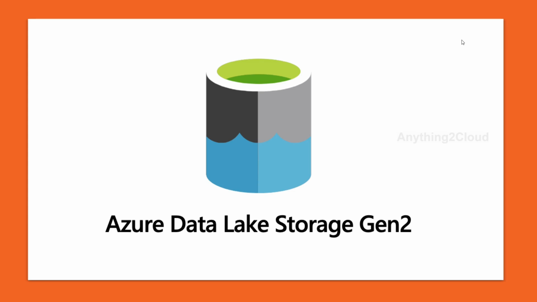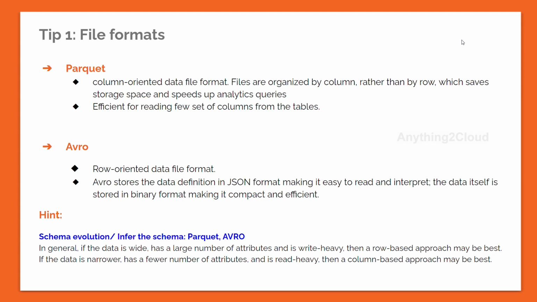Next, we'll see a few tips on Azure Data Lake Storage Gen 2. The first tip is on the file formats. Predominantly in the big data world, we mostly use Parquet and Avro files. There are other file formats also, but predominantly we use Parquet and Avro.